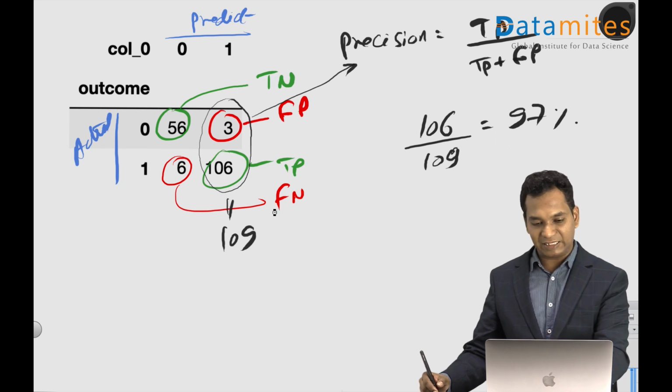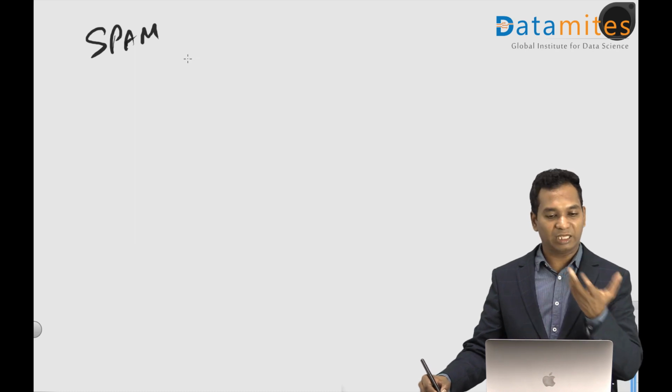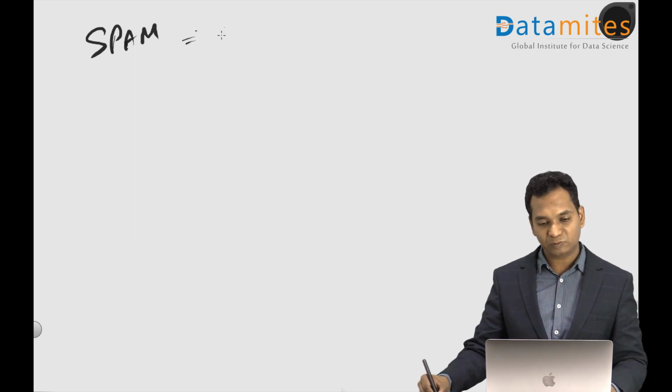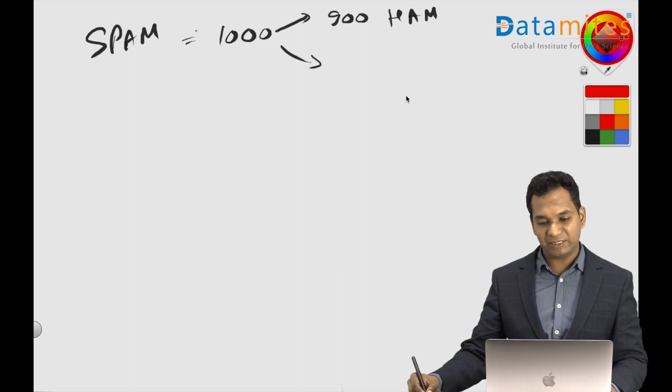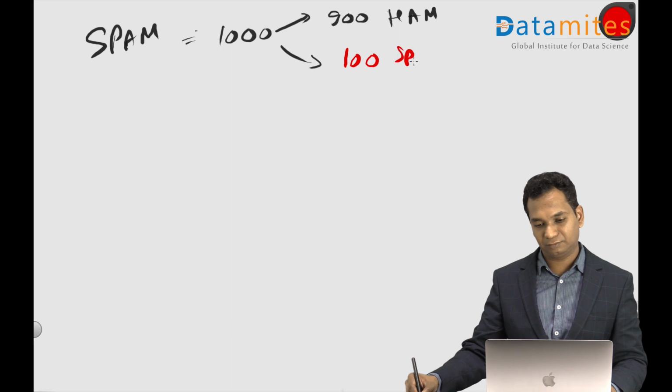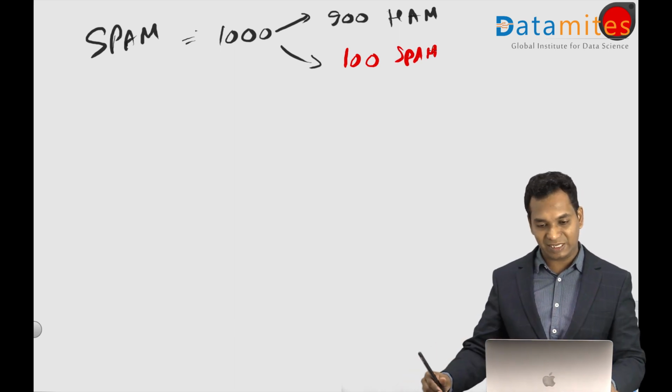Let's take another case, for example spam filtering. Let's say you have 1,000 emails, out of which 900 are good emails, not spam. We call them ham. Ham means good emails, and 100 are spam emails. Nowadays the situation is actually otherwise, but let's stick to this example.